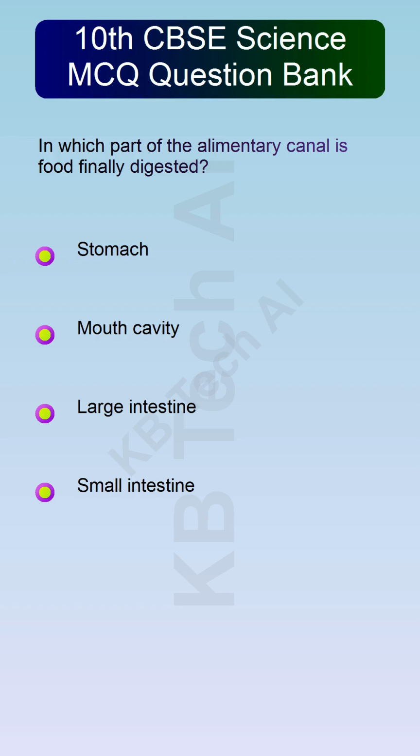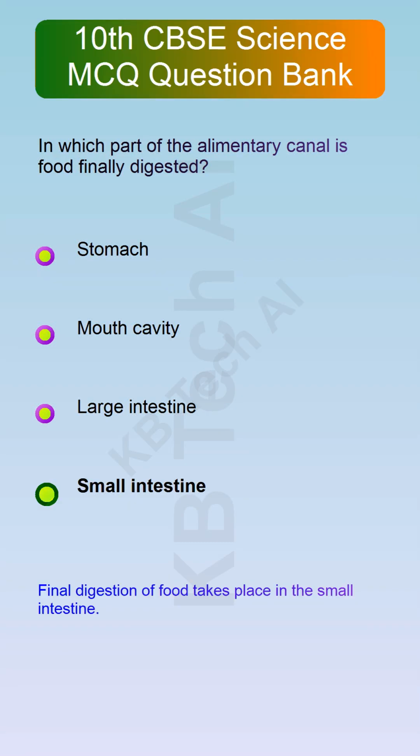In which part of the alimentary canal is food finally digested? Option 1, stomach. Option 2, mouth cavity. Option 3, large intestine. Option 4, small intestine. The answer is, option 4, small intestine.